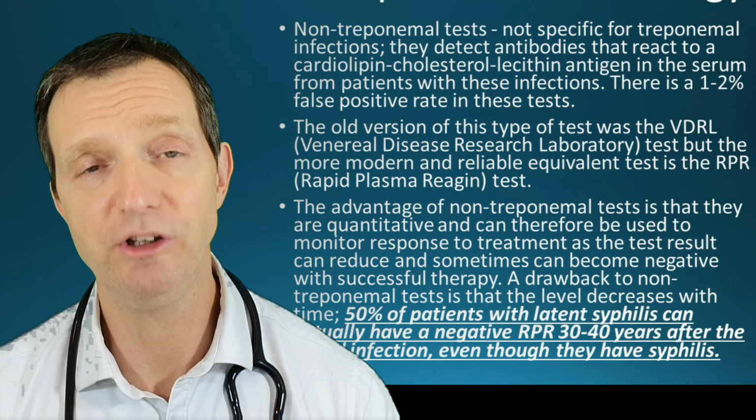Okay. Now, the old version of this test used to be called the VDRL, which is the Venereal Disease Research Laboratory Test. In other words, back in World War I and World War II. And you'd need a microscope to interpret the tests, because the reactions you would see under the microscope would be very, very faint. We don't do the VDRL test anymore.